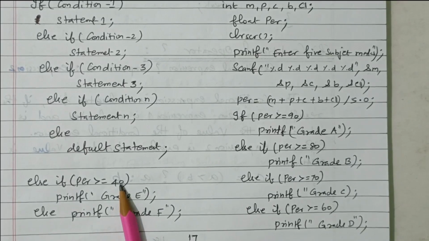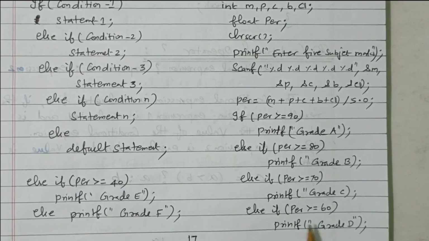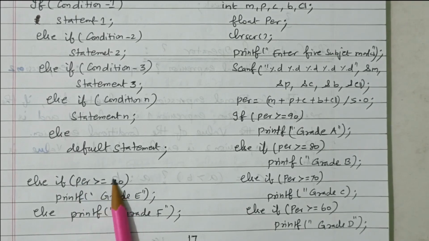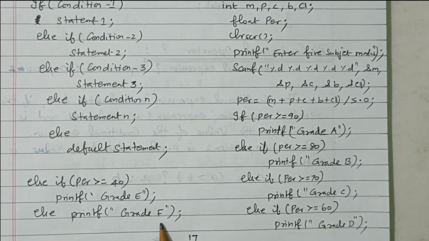Grade 40 is greater than 40 and less than 60, that is 41 to 59, right? Suppose this condition is also false. It is less than 40, which means the grade is F, that is fail. The student has not passed the subject, not passed the course; he is in the failed case. The grade is F, right?